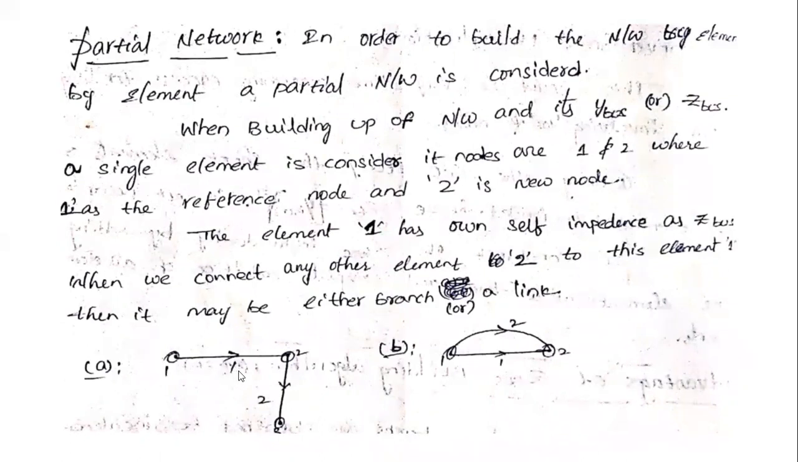In the first case, element 1 is added in between bus 1 and bus 2. Bus 1 is the reference bus and bus 2 is the old bus. Element 2 is added in between the old bus and the new bus. Coming to the second partial network, we consider two nodes, node 1 and node 2. Element 1 is added in between the reference node and the new node, and element 2 is added in between the reference node and the old node.